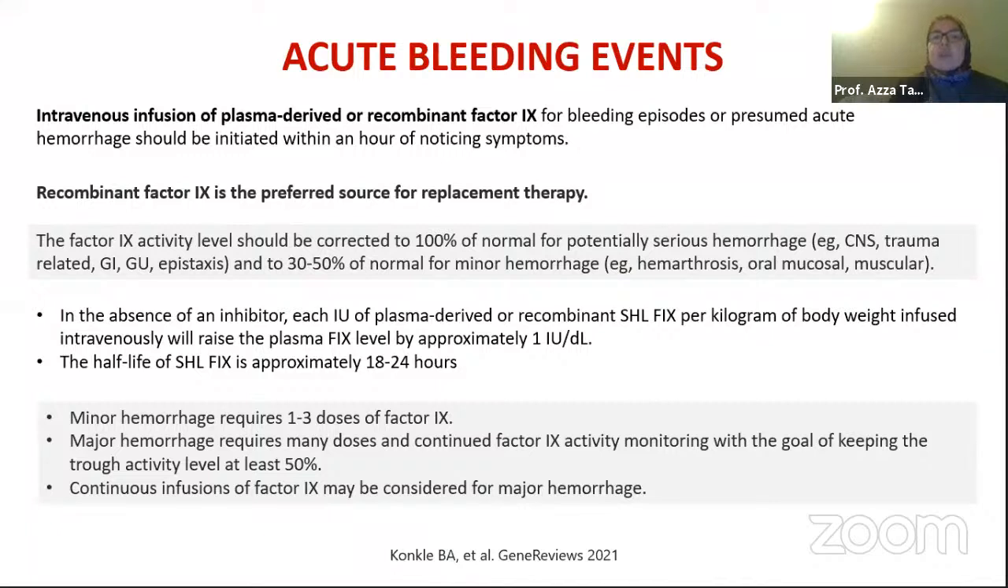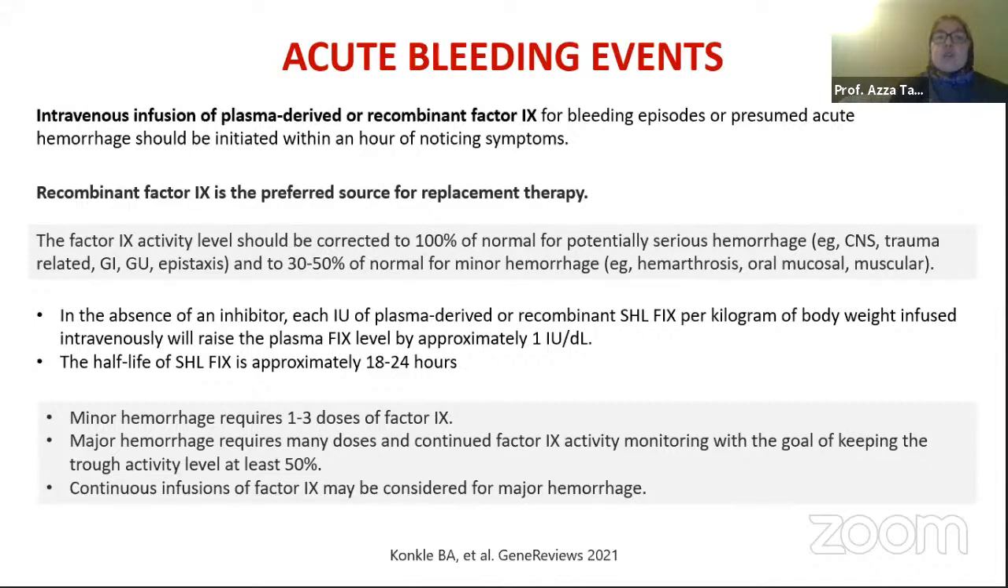Intravenous infusion of plasma-derived or recombinant factor IX for bleeding events should be initiated even if just suspected hemorrhage, not proved, within 1 hour of noticing symptoms. Recombinant factor IX is the preferred source of replacement therapy, according to the availability. It should be told so.